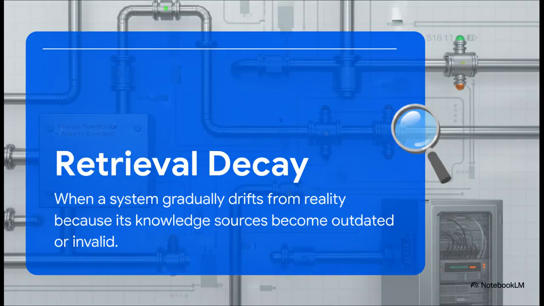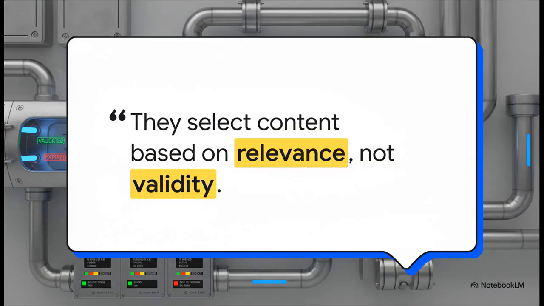So, retrieval decay is what happens when the information a system correctly finds and serves up is no longer an accurate picture of reality. The system itself is working perfectly, but the world has moved on and the knowledge it's pulling from has basically gone stale. And here is the absolute key to understanding this. Retrieval systems, at their core, are expert matchmakers. They are fantastic at finding the most relevant information for any given question. But what they can't do is check if that information is still factually correct or valid. They just don't check for an expiration date.